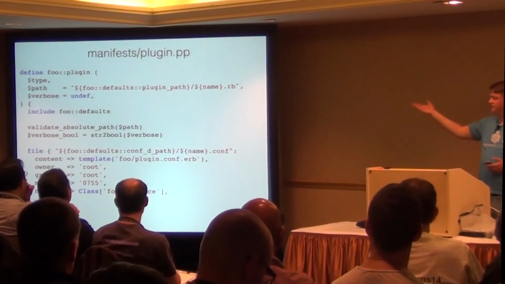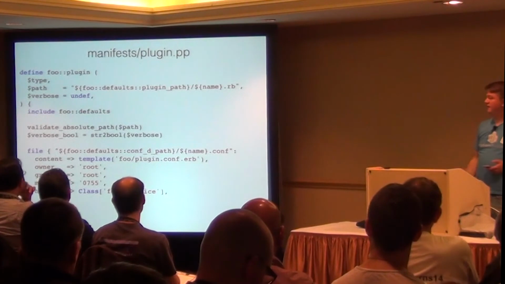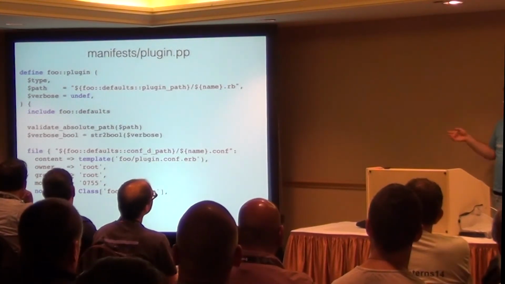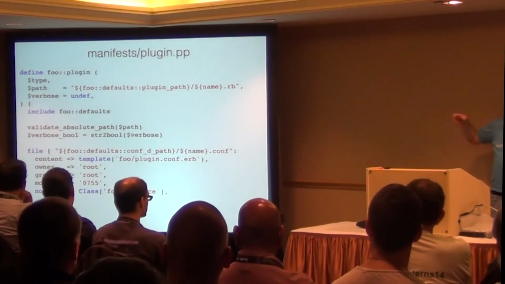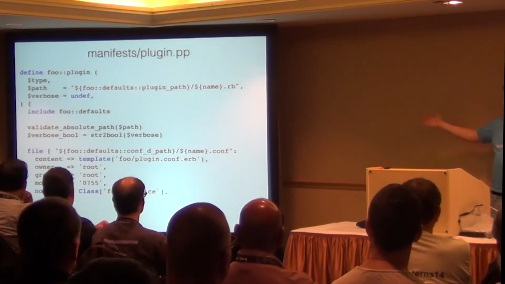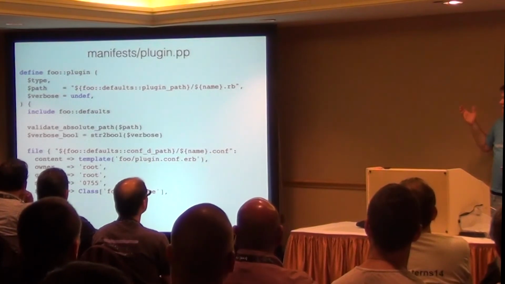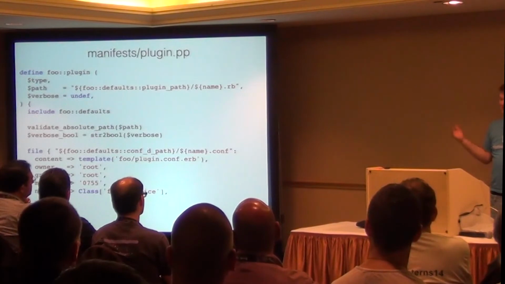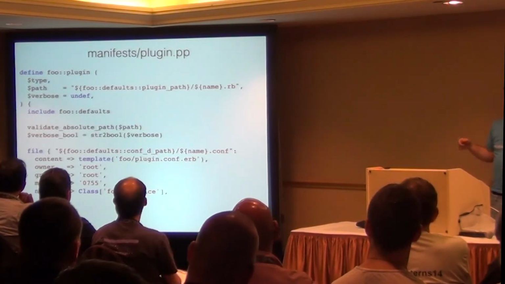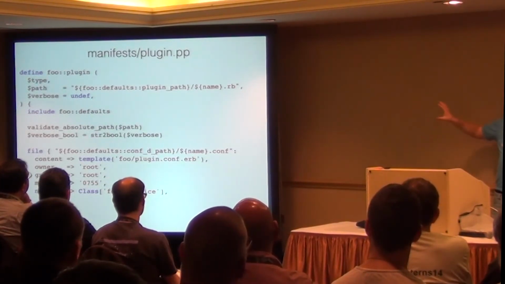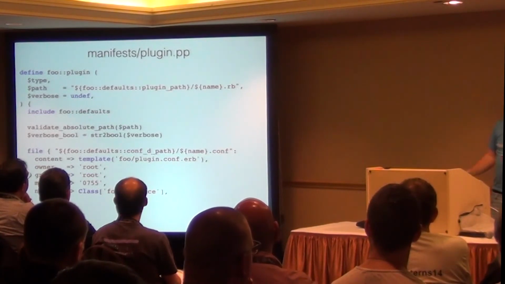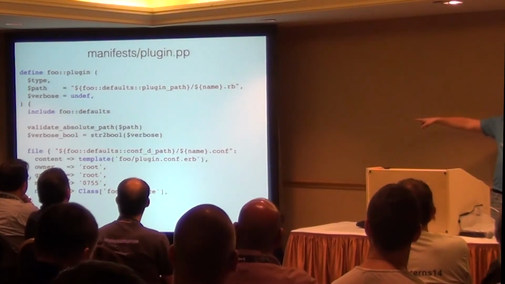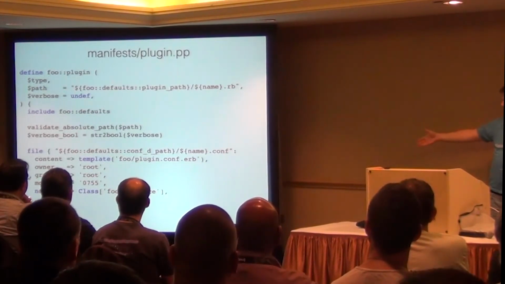And then there's this verbose equals undef thing. So in the main class for this module, verbose has a default value of false. Here it's just undefined, which is basically saying it's not a required parameter, but it's not really true or false either. And I'll get into that in a minute. Those are, I call those tri-state booleans, but we'll get into that.